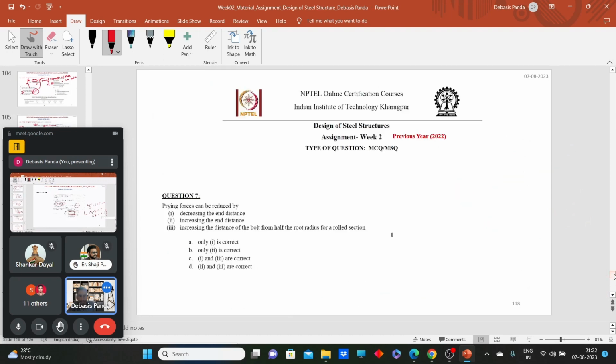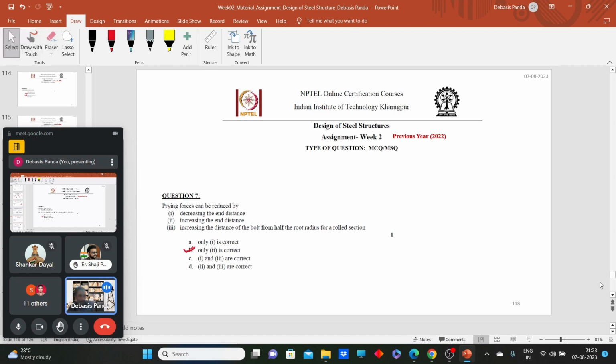So yeah, decreasing the end distance, no, increasing the end distance. So here only that B option will be correct. Yes or no? Is there any option which we can correct? Increase the distance of the bolt from the other? No. So only that portion, because this is the inversely proportional thing.